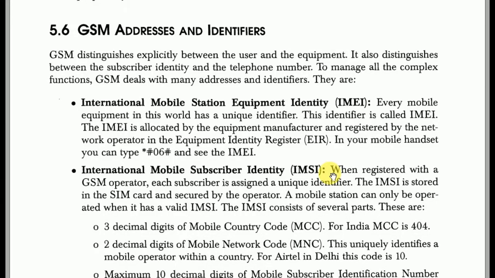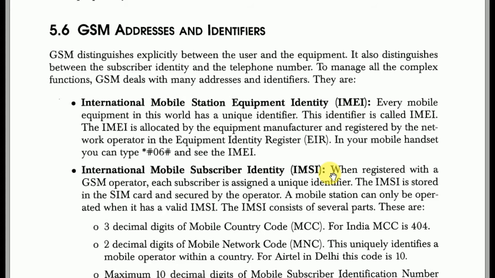GSM addresses and identifiers. GSM distinguishes explicitly between the user and the equipment. It also distinguishes between the subscriber identity and the telephone number. To manage all the complex functions, GSM deals with many addresses and identifiers.